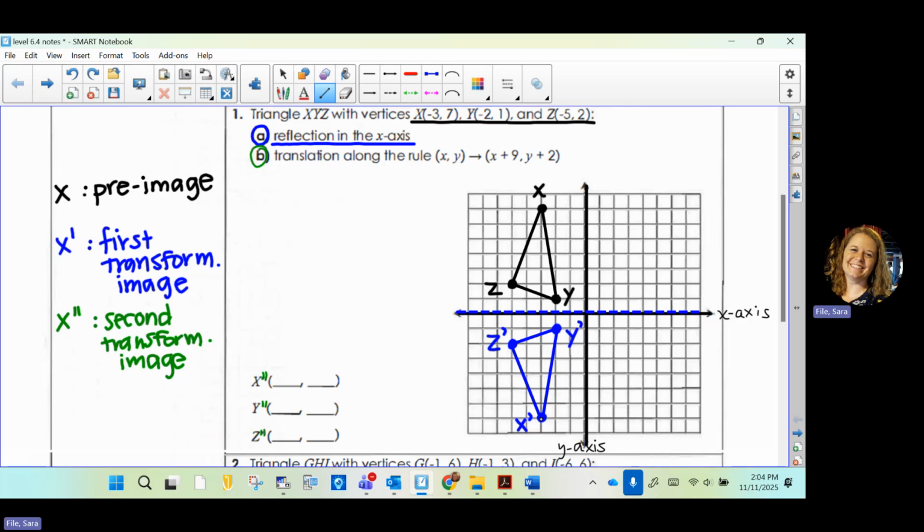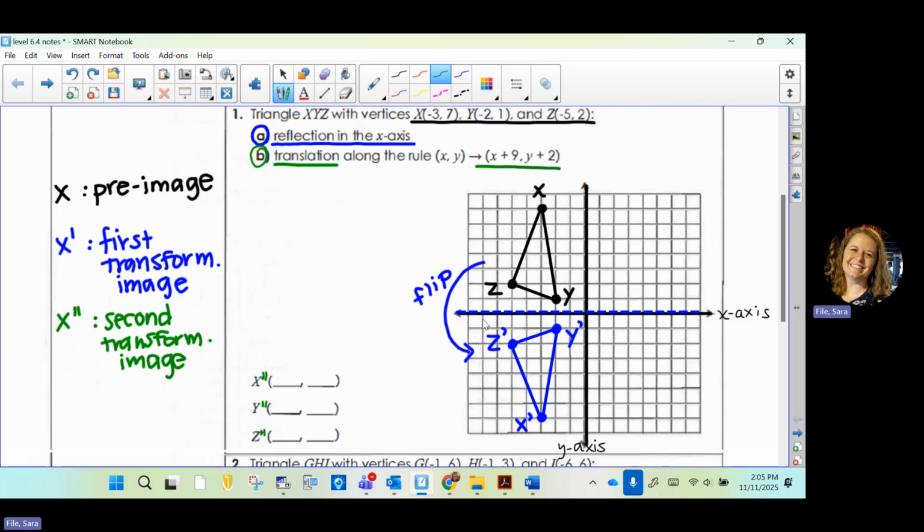Now step 2 says, now that you've reflected it, translate it. A translation, remember, is a slide. So we've done step 1, which was a flip. Now I'm going to slide, okay? And I need to know where and how much I'm sliding. So that's what the rule over here tells us. X plus 9, Y plus 2.